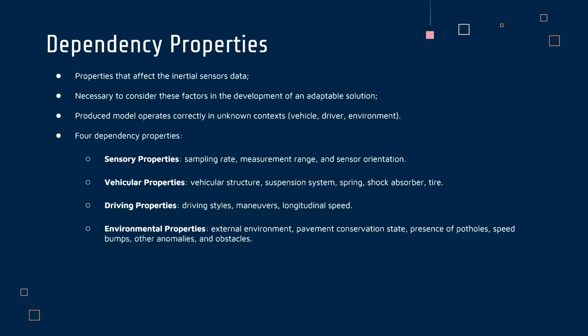vehicular properties, corresponding to the vehicular structure, suspension system, spring, shock absorber, and tire; driving properties, related to driving styles, maneuvers, and longitudinal speed; and environmental properties, related to the external environment, pavement conservation state, presence of potholes, speed bumps, other anomalies, and obstacles. All of these properties affect the amplitude and dispersion over time of the analyzed data, and we considered them in the methodology of this study.